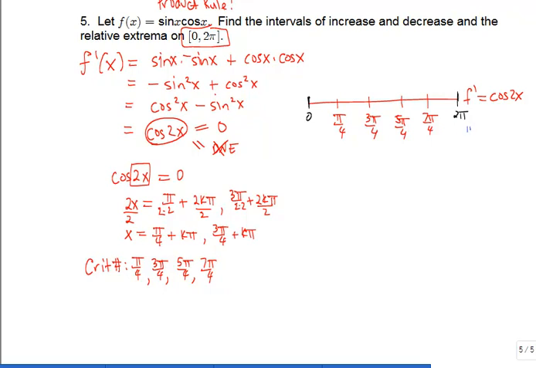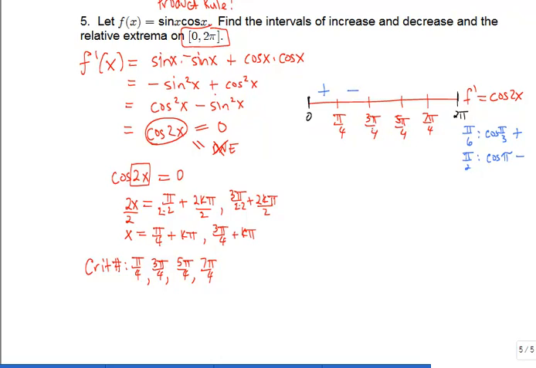So if we tested pi over 6, that would be cosine of 2 times pi over 6, which is cosine of pi over 3. That's in quadrant 1, and cosine is positive in quadrant 1, so this would be plus. Now we need to pick something between pi over 4 and 3 pi over 4, so something like pi over 2. If you plug in pi over 2, we get 2 times pi over 2, which turns into a pi, and cosine of pi is -1, so this will be minus.